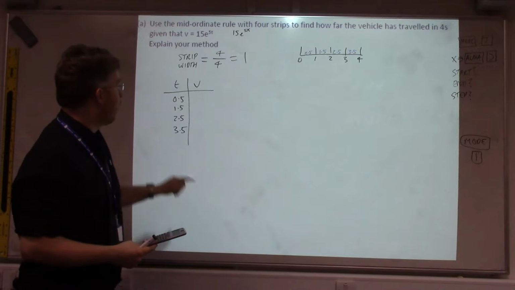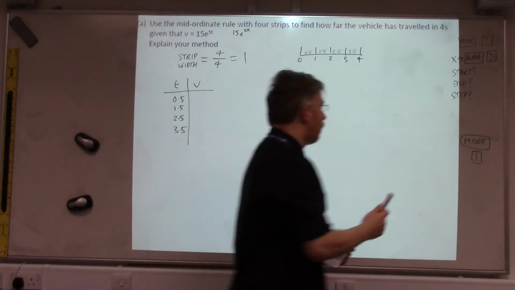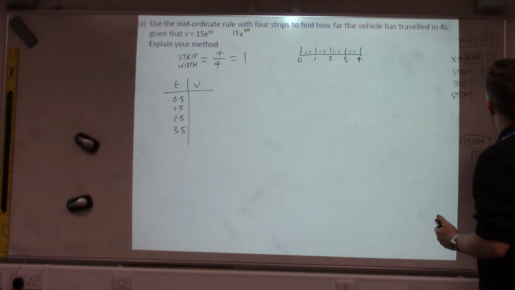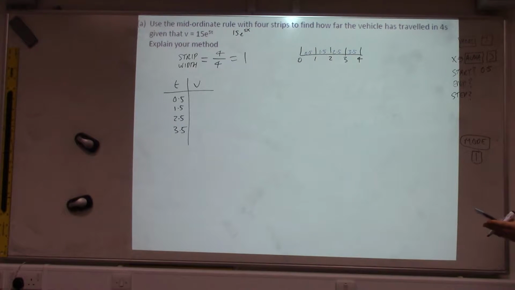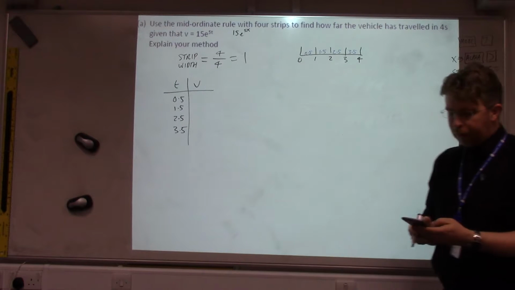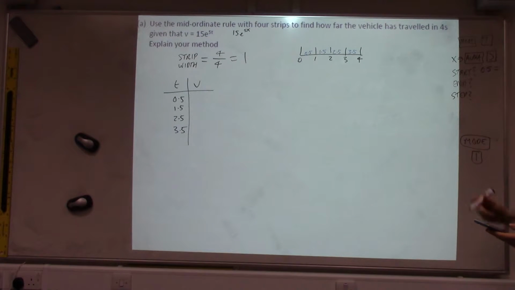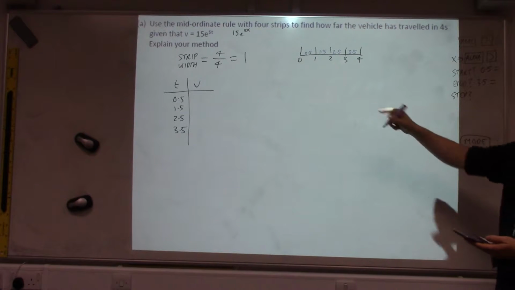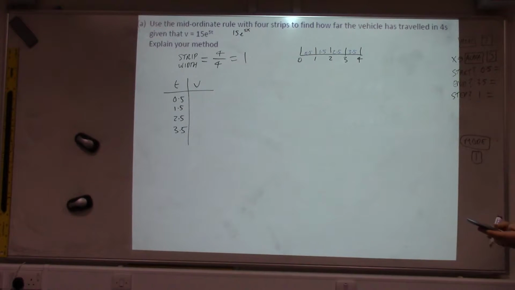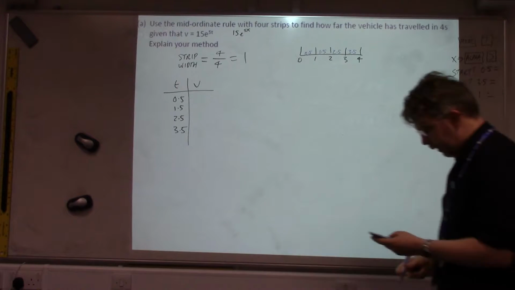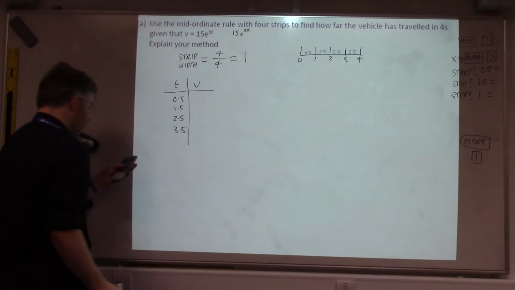We're asked where we're starting. Well, this table starts at 0.5, so we press 0.5 equals. It ends at 3.5, so we press 3.5 equals. And the step is the strip width, so we press 1 equals. We get an exact table to copy up.